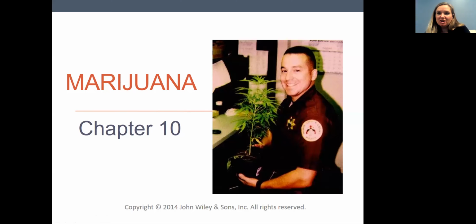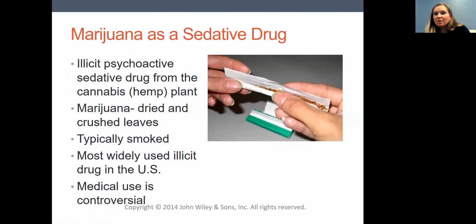This week we're going to be talking about chapter 10, and this is the chapter about marijuana. So again, we're talking about a sedative drug when we talk about marijuana. It is an illicit psychoactive drug that comes from a plant, the cannabis plant, and individuals could use it in various forms, typically smoked though. So marijuana is dried and then crushed leaves are smoked. It is the most widely used illicit or illegal drug in the United States.